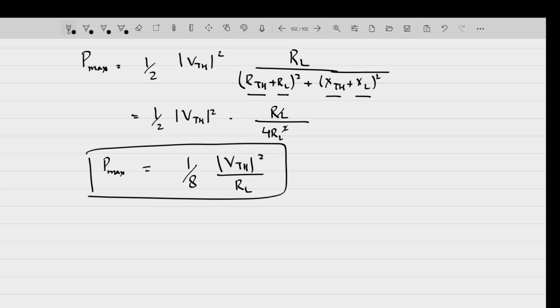Fine, but this is the average power we are talking about. So the condition for maximum power transfer in case of AC circuits is when your load impedance is equal to the complex conjugate of the Thevenin's impedance, and the maximum average power that will be transferred at that time will be equal to VTH square divided by 8 RTH or RL, you can say either way.